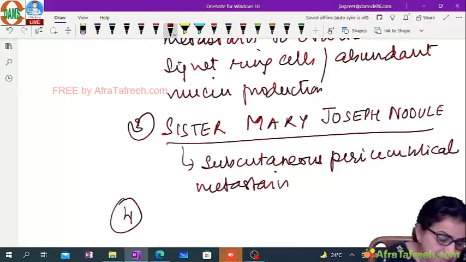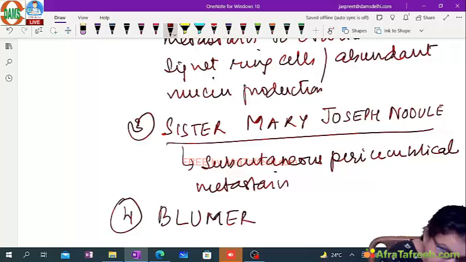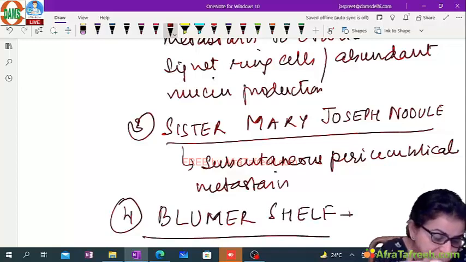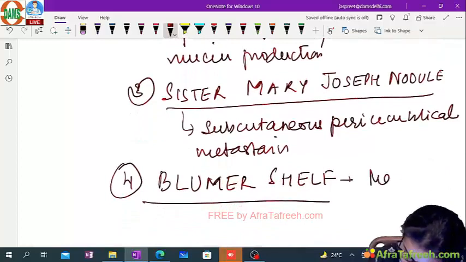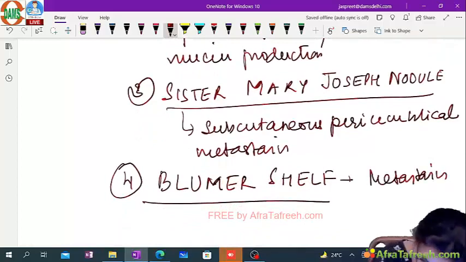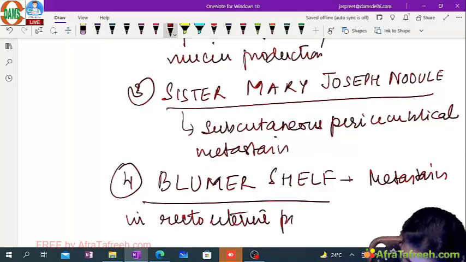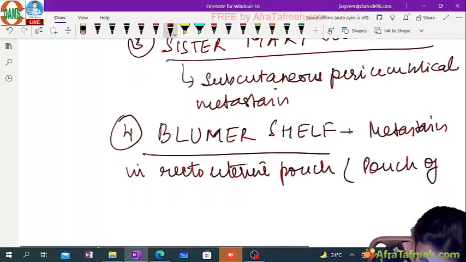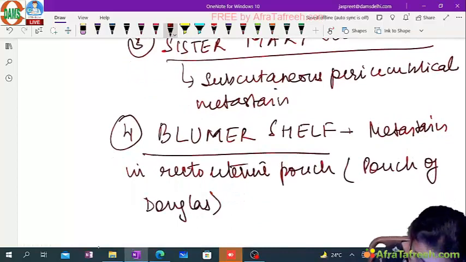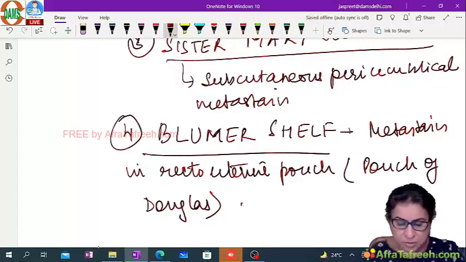Subcutaneous periumbilical metastasis. And last, there is something called Blumer shelf, B-L-U-M-E-R. Again, in females, Blumer shelf means metastasis in the rectouterine pouch, that is the pouch of Douglas. What is the rectouterine pouch? The pouch of Douglas. So they can produce metastasis there.